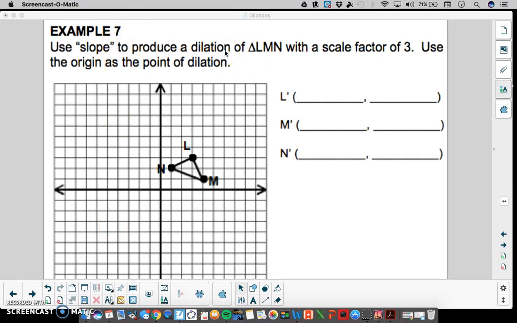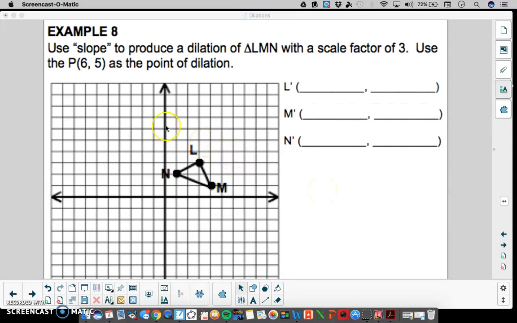You're going to use slope to produce a dilation of triangle LMN with a scale factor of 3 using the origin as your center, which means you'll draw your projection lines through each point of that triangle originating from the origin and dilate that with a scale factor of 3.